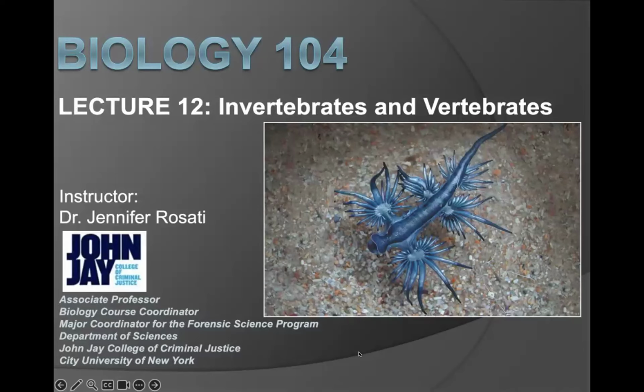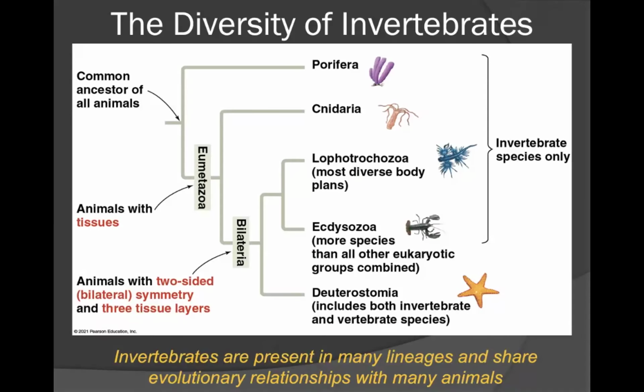To Lecture 12, where we will go over the diversity, structure, and function of inverts and vertebrates. This diagram represents the current phylogeny of the various vertebrates and invertebrate species. Note that, just like we've seen in protists, invertebrates show up in many lineages. Invertebrates are included in Porifera, phylum Cnidaria, the Lophotrochozoans, and the Ecdysozoans.